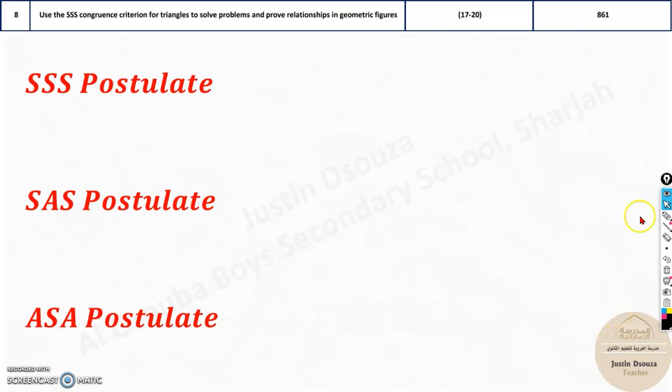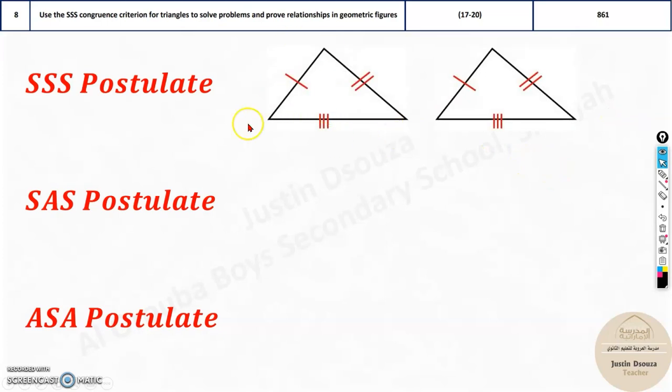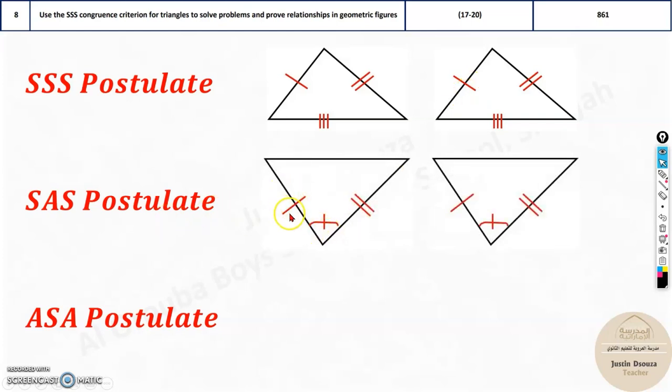The eighth topic is on the postulates of sides and angles. Now you can see there are three postulates: SSS, SAS, ASA. What does that mean? This means if all the sides are equal, then the triangles are congruent. Say for example, there are two triangles over here. If all the sides are equal to each other, these sides and these sides are equal, then these two triangles are definitely congruent.